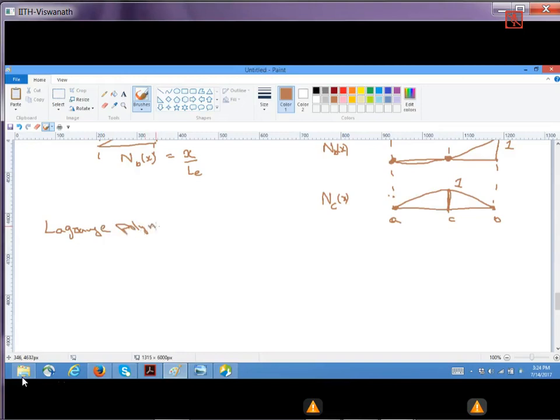So let me define Ni of x. But before that, let me help you with something which is high school calculus. If you have x squared minus 3x plus 2 equals 0 and I ask you to find the zeros of this function, you will say that this is 0 when (x minus 1)(x minus 2) equals 0, so at x equals 1 it is 0, and at x equals 2 it is 0.